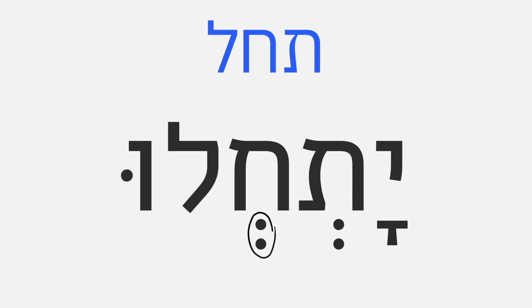If we have a root whose second root letter is a guttural, and a Hofal verb form would put a schwa on that letter, that schwa will be changed to a chataf patach. And that's all for today.